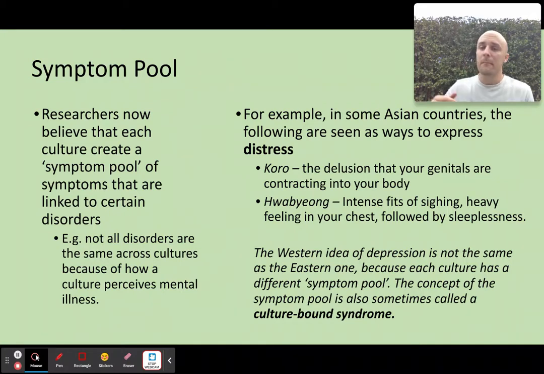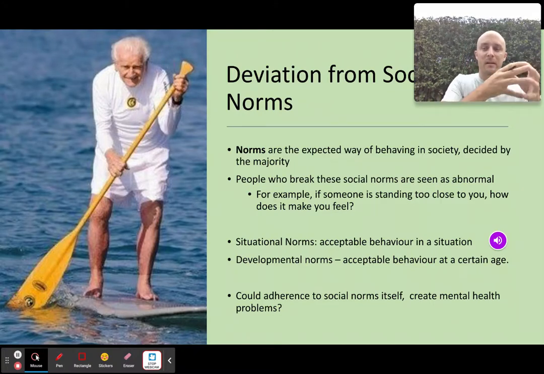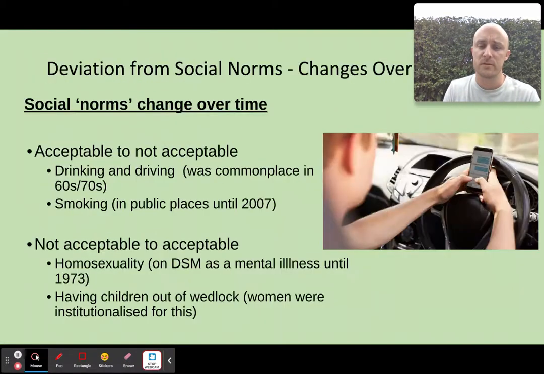That's really weird. But in Asian culture, that is normal. That is a normal way to show distress, that's actually how distress can be seen. So the idea of the symptom pool is really linked to social norms. Each society has a different symptom pool, and that explains why abnormality is so different in different cultures.